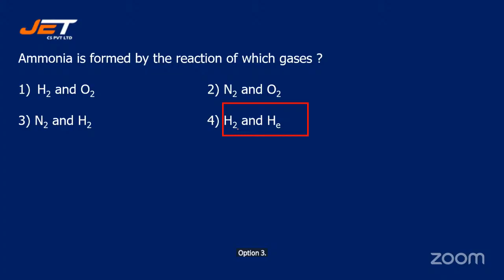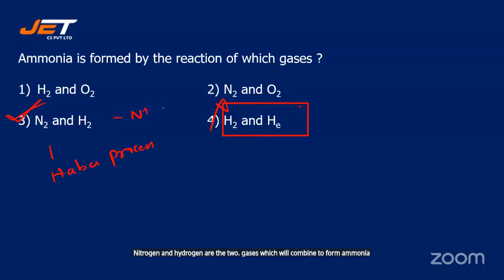Actually, this marking is wrong. It is nitrogen and hydrogen. Okay. Ammonia is produced by combining nitrogen and hydrogen, and the process is called the Haber process. Nitrogen and hydrogen are the two gases which will combine to form ammonia, that is NH3.